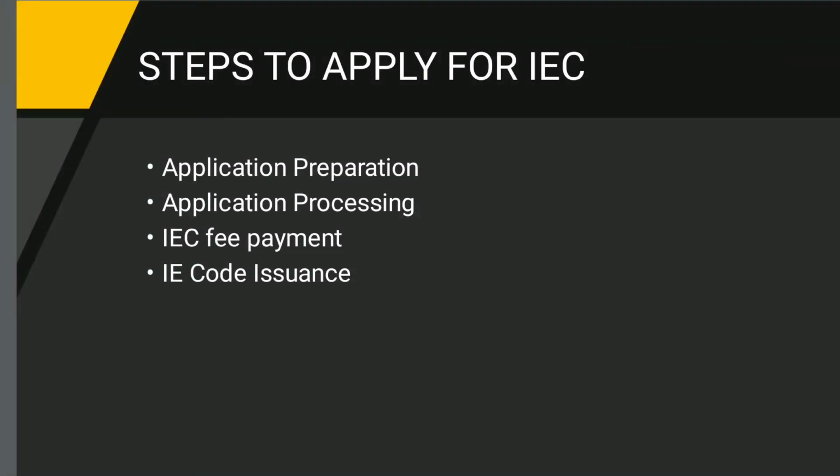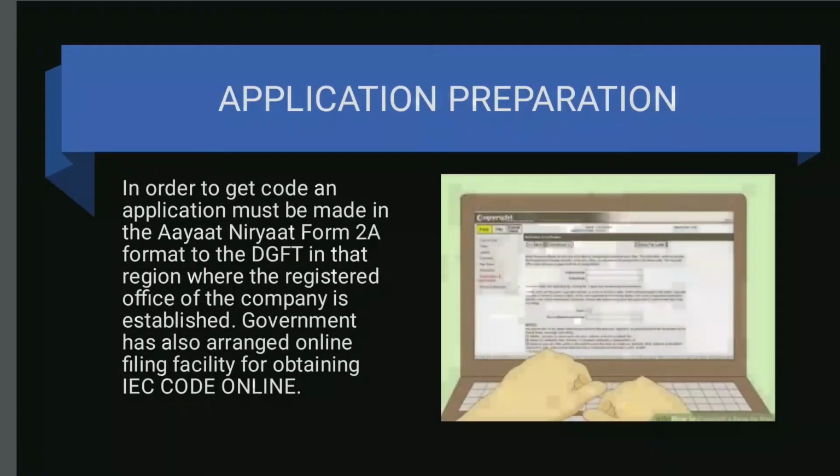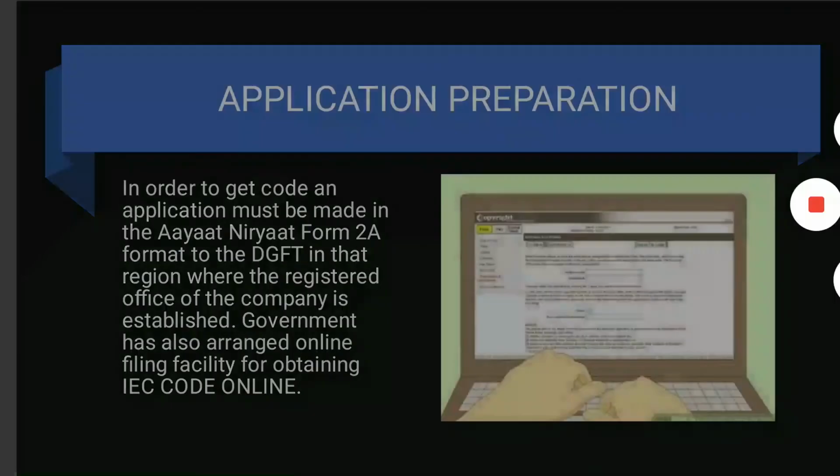Steps to apply for IEC: application preparation, application processing, IEC fee payment, IE code issuance. Application preparation. In order to get the code, an application must be made in Aayat Niryat Form 2A format of the DGFT in that region where the registered office of the company is established. The government has also arranged an online filing facility for obtaining the IEC code online.